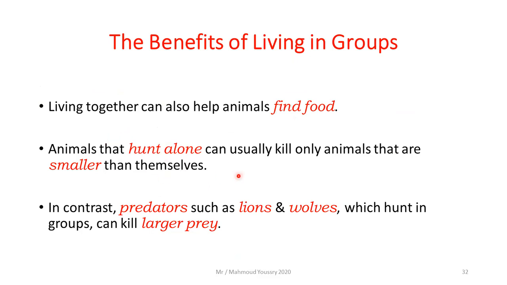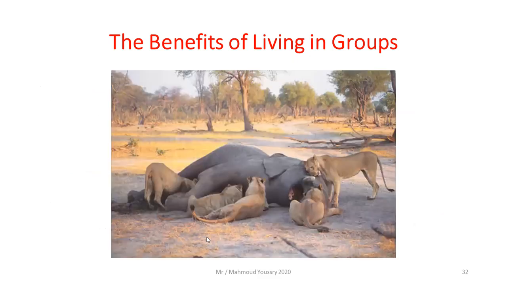Animals that hunt alone can usually kill only animals that are smaller than themselves. They cannot take on larger prey. In contrast, predators such as lions and wolves hunt in groups. They can kill larger prey, like in this picture. These lions already killed an elephant. Can you imagine the difference in size between them? This is because they are hunting in groups.